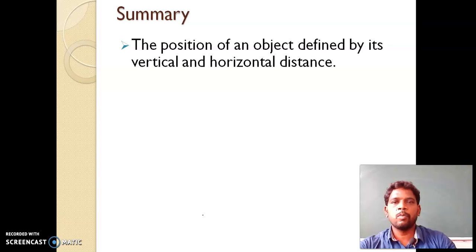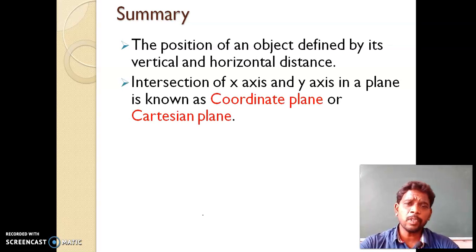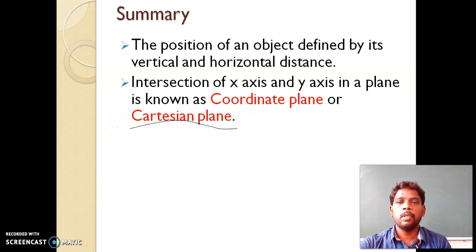Look at the first one, the position of an object. We have seen in the first slide the position of a book. If you want to find the position of an object anywhere, on the table, on the floor, or on the wall, we can find its horizontal and vertical distance. That represents the position of an object. Next, the intersection of the x-axis and y-axis in a plane is known as the coordinate plane, or we can call it the Cartesian plane also. Cartesian plane and coordinate plane are the same.